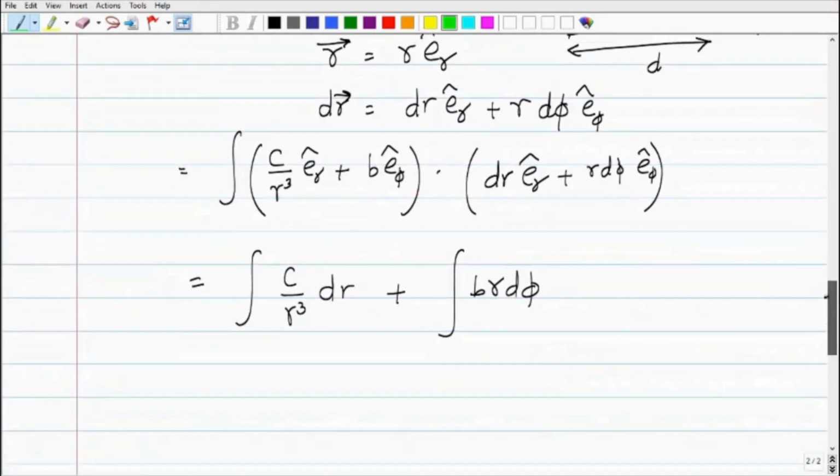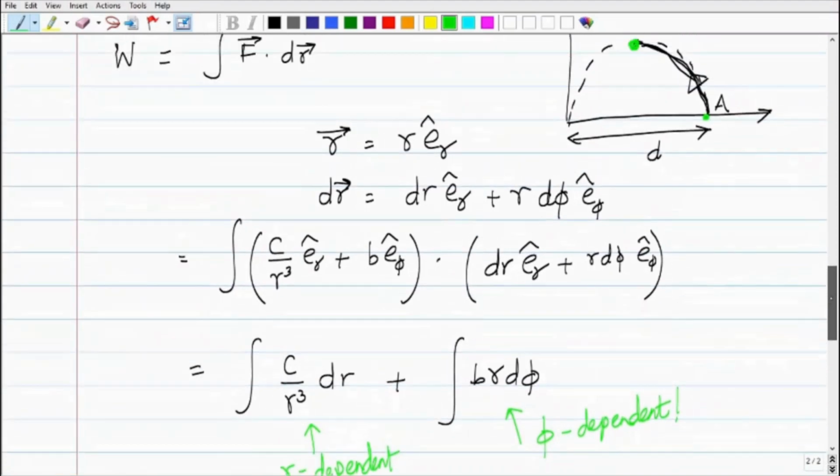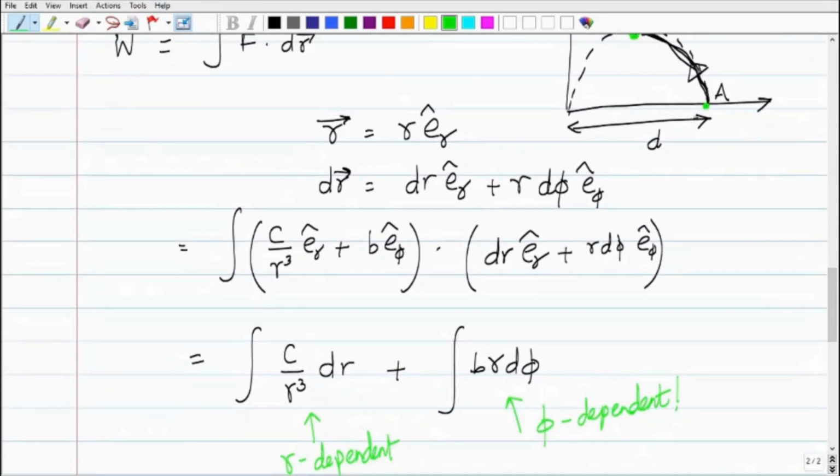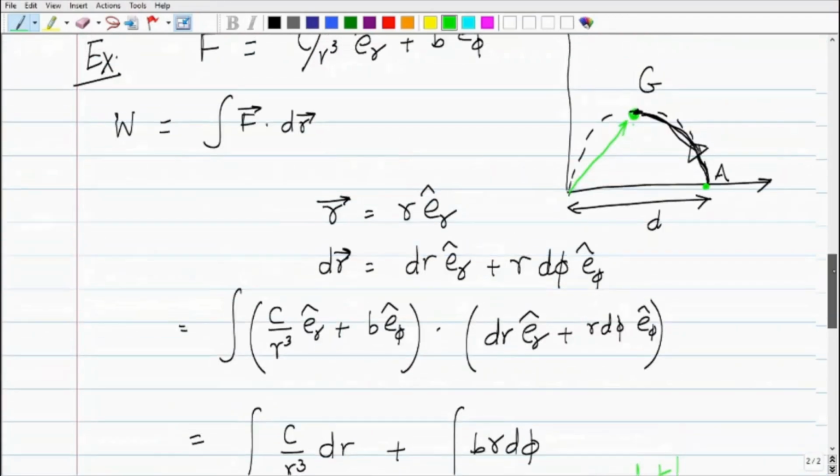So as you can see, this integral has decomposed into 2 parts. The first one is only r dependent, whereas the second one is just the angle phi dependent. So working out an integral is not difficult in this case. We simply have to find out what is the initial r here and the final r. Initial is of course d, and the final, you can see from this figure.